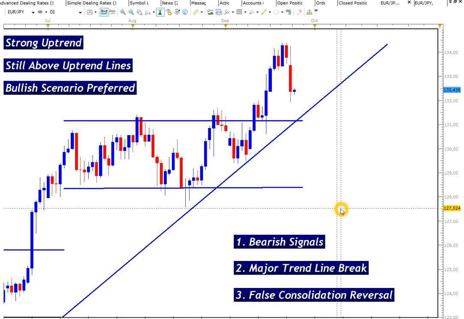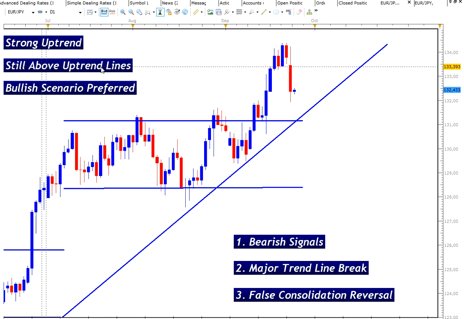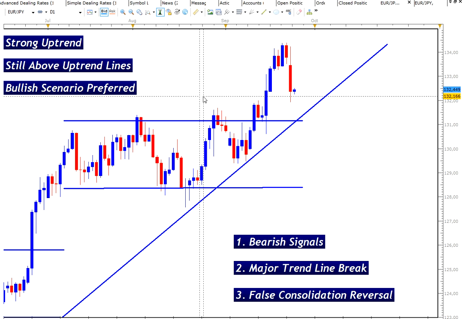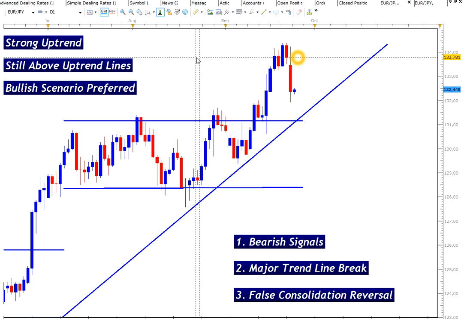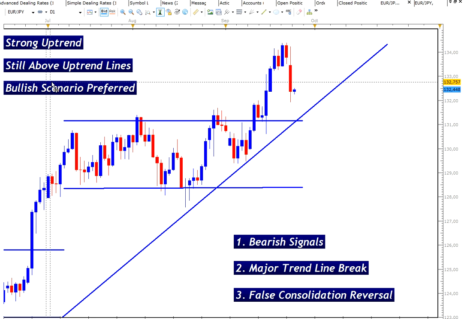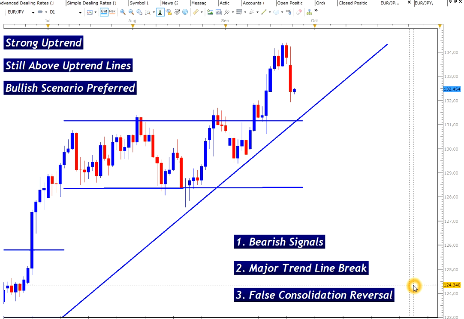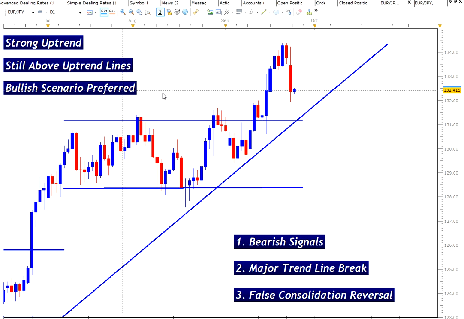Now what I like to do after I've identified what is taking place on the daily chart is to basically write down on the chart the scenarios that I've assessed, or the overall situation, as well as what is expected and what is needed in terms of market direction. So the first thing that we do is identify the current situation, where, as I said, the market is definitely in a strong uptrend. It is still above the uptrend lines, this inner uptrend line and the outer uptrend line that we drew earlier on. So therefore the bullish scenario is the one that is preferred for the time being.